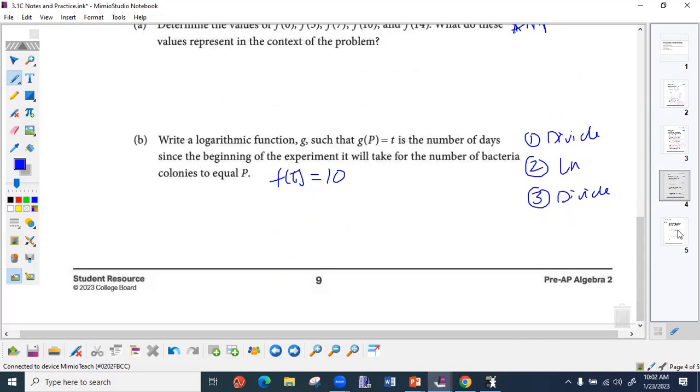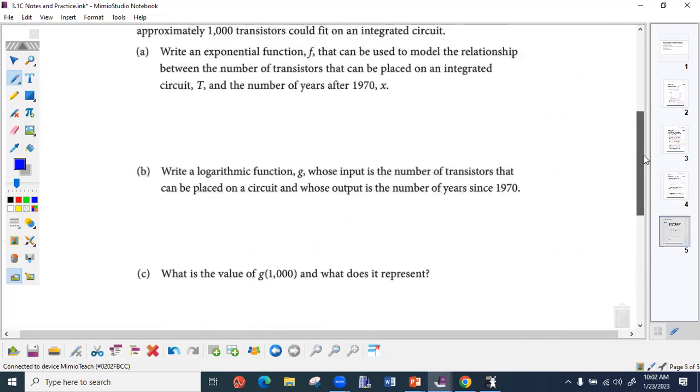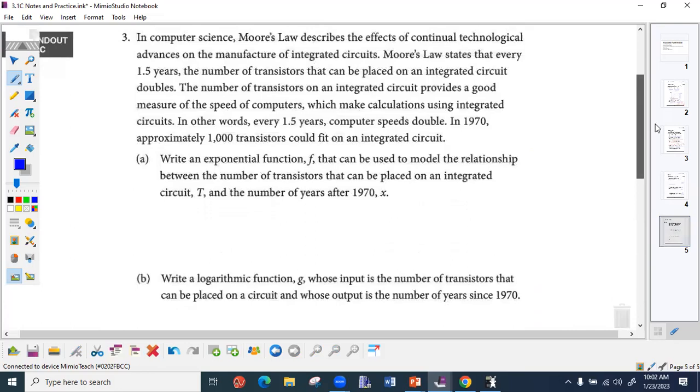ln. Okay, on the back, it's a full problem. So starting from beginning to end, you're going to need to find your a, your b, write your equation, write the log that goes with the exponential, and work your way through. Okay, those are your notes.